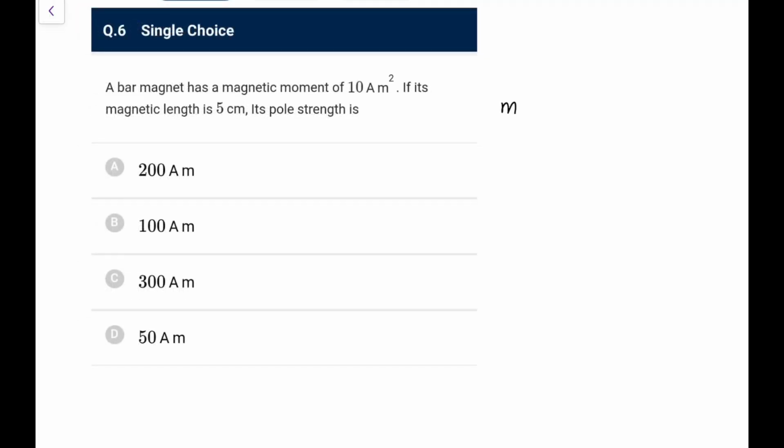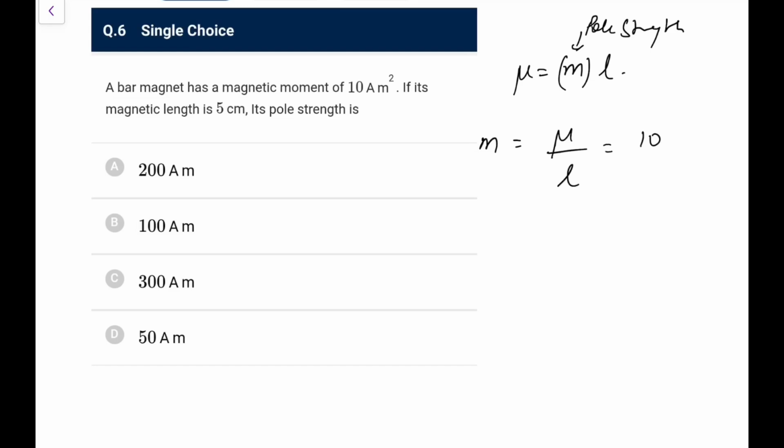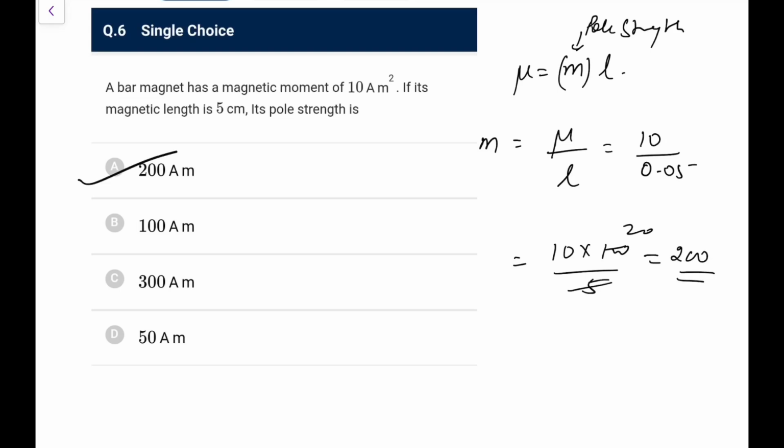we know magnetic moment, let's write it as capital M or mu, would be equal to pole strength, let's say small m, into L. So this pole strength is magnetic moment by L, that is 10 by 0.05. 10 by 0.05 is 10 into 100 by 5, that is 20. 20 into 10 comes out as 200. So go for option A.